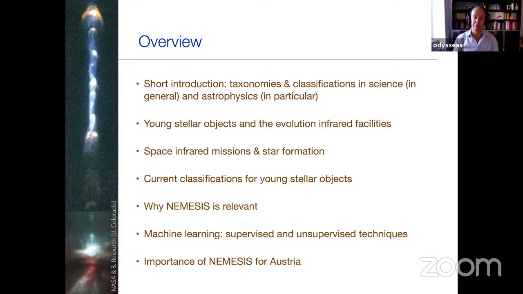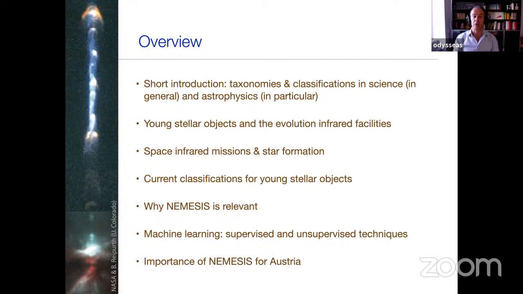protostellar jet from Hubble. And the overview of my talk will be, I will give initially a short introduction about the taxonomies and classifications, because NEMESIS is a lot about classifications of young stellar objects. And then I will discuss a little bit about the evolution of the field in terms of the evolution of infrared facilities, and how the co-evolution of the infrared facilities we use, especially from space, helped us study and understand the young stellar objects.